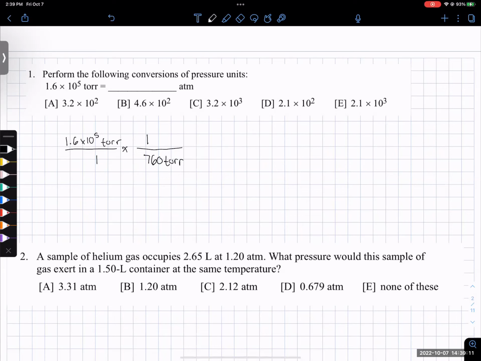Technology is equivalent to 1 atmosphere. Okay, so 1.6 times 10 to the 5th divided by 760 gives you D. So 210, which is equivalent to 2.1 times 10 to the 2.